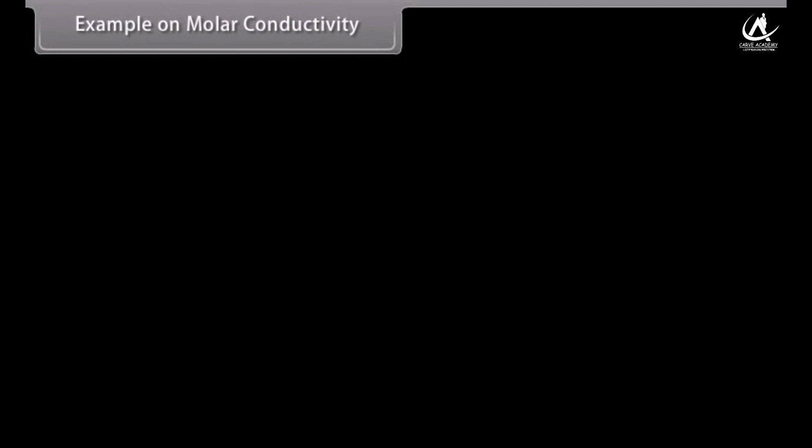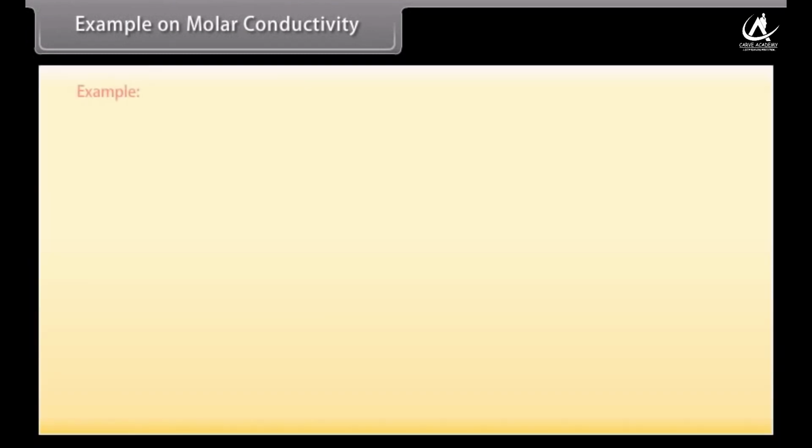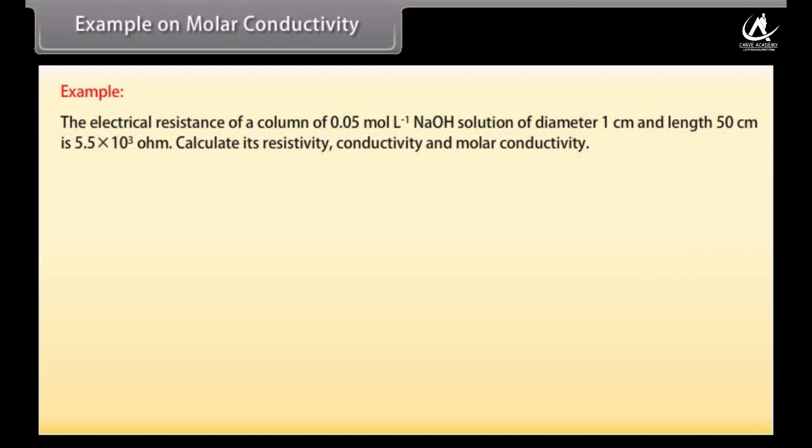Example on molar conductivity. Let's take an example of molar conductivity. The electrical resistance of a column of 0.05 mole per liter NaOH solution of diameter 1 centimeter and length 50 centimeter is 5.5 into 10 raised to the power 3 ohm. Calculate its resistivity, conductivity and molar conductivity.